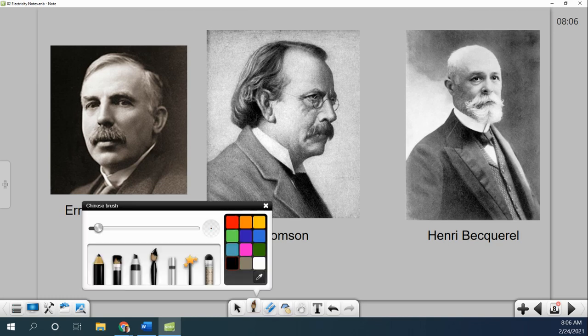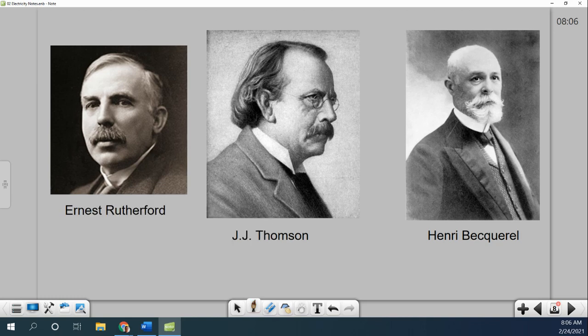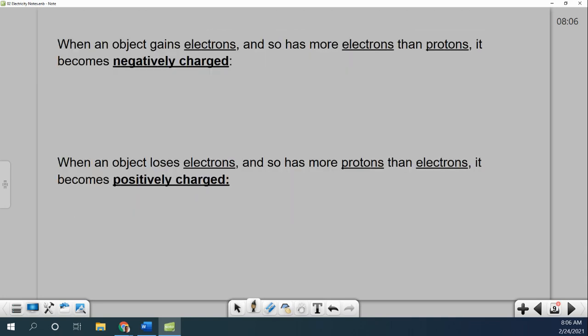It's been a while since I did my history on Becquerel, but I believe he helped to figure out masses and charges of the electrons. So when an object gains electrons, because again, electrons are on the outside, they're the only ones that can move. When an object gains electrons, it has more electrons. So, okay, here's my thing. Normally, let's just say it's got 2 of each.